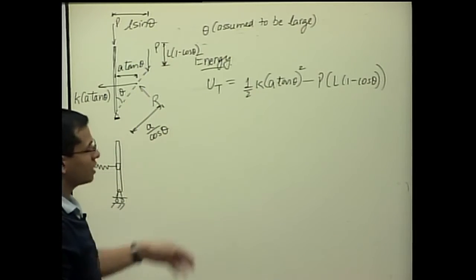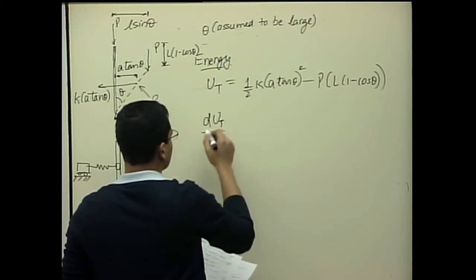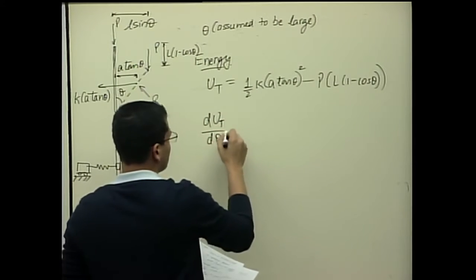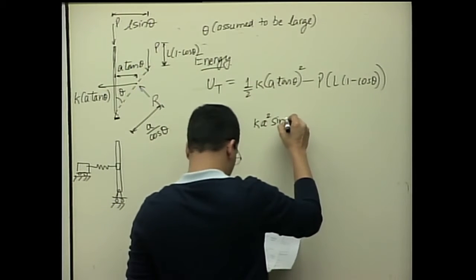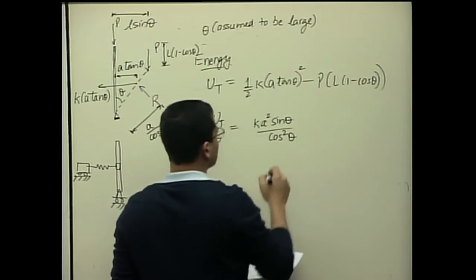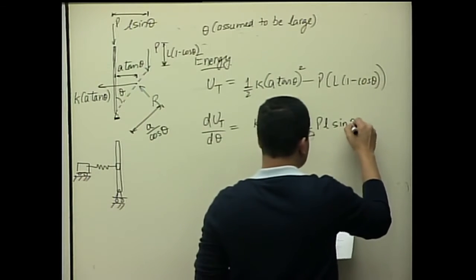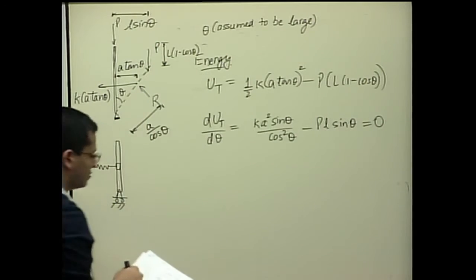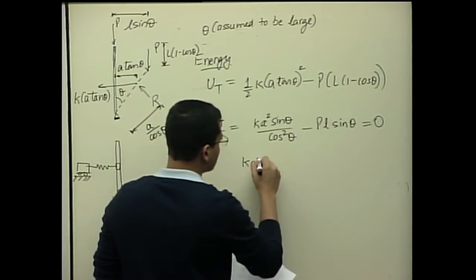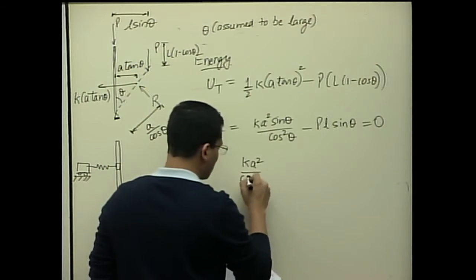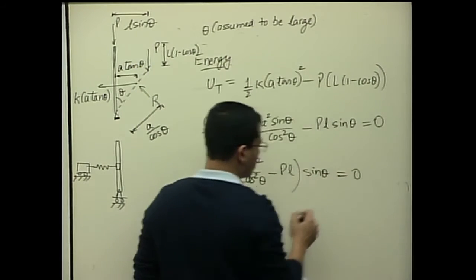Now we would like to find our critical conditions for the primary and secondary path. So we differentiate it, applying the principle of stationary total potential energy. So we get K A square sine theta over cosine square theta minus PL sine theta. Rearranging the terms again, we get Ka square over cosine square theta minus PL, times sine theta, is equal to 0.